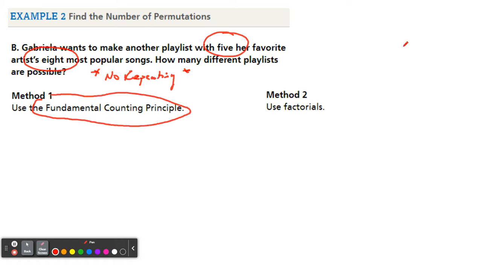Well, it's similar to the factorial, but now we only have 5 spots. So 1, 2, 3, 4, 5. And notice I put multiplication dots. For that first spot, we have 8 choices. Once we choose that first song, we only have 7 choices, and then 6 choices, then 5 choices, and we only have 4 choices left for that last song. So this is a way to use the fundamental counting principle, but again, we stop it short. We don't go all the way down to 3, 2, 1. When you multiply that together, that's 6,720 different playlists.